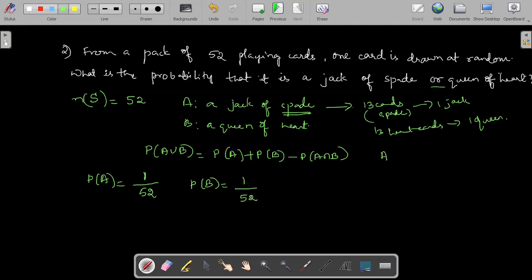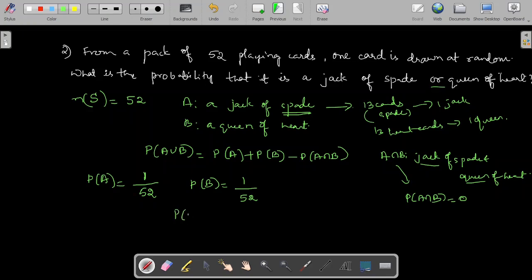What is A intersection B? A intersection B means it should be a jack of spade and queen of heart. At a time, the chosen card should be jack as well as queen, which is impossible. Whenever a card is chosen, it has only one identity. Either it is a jack or it is some other card, but it can't be jack as well as queen at a time. So P of A intersection B is equal to 0, because A intersection B is the null set. They are mutually exclusive. They do not have any element in common.